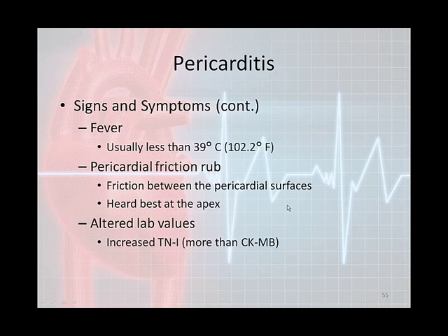Some signs and symptoms of pericarditis basically include fever, a pericardial friction rub, which you can hear with a stethoscope. There's a friction between the pericardial surfaces, and it'll be rubbing as the heart beats. You can usually hear this best at the apex. Also, which is kind of interesting, you will actually have altered lab values. Because you're damaging heart tissue, you could actually have an elevated creatine kinase, or a CK-MB. You could also have an increased troponin.